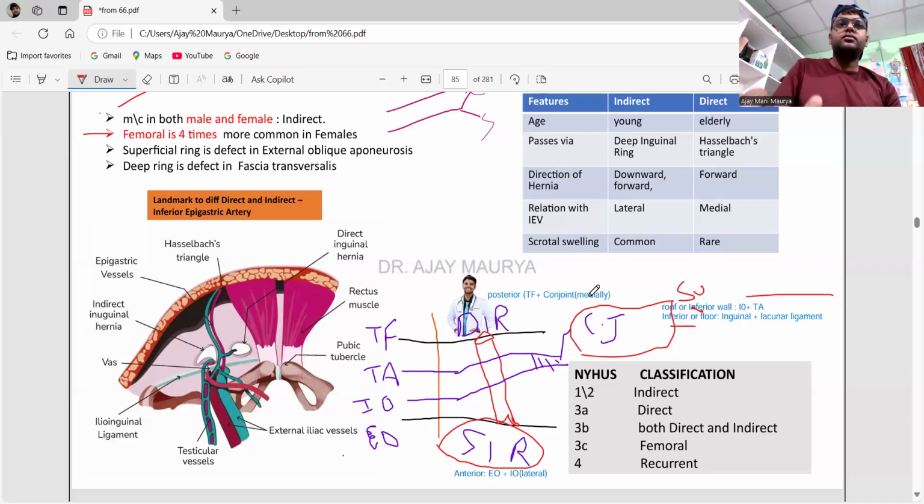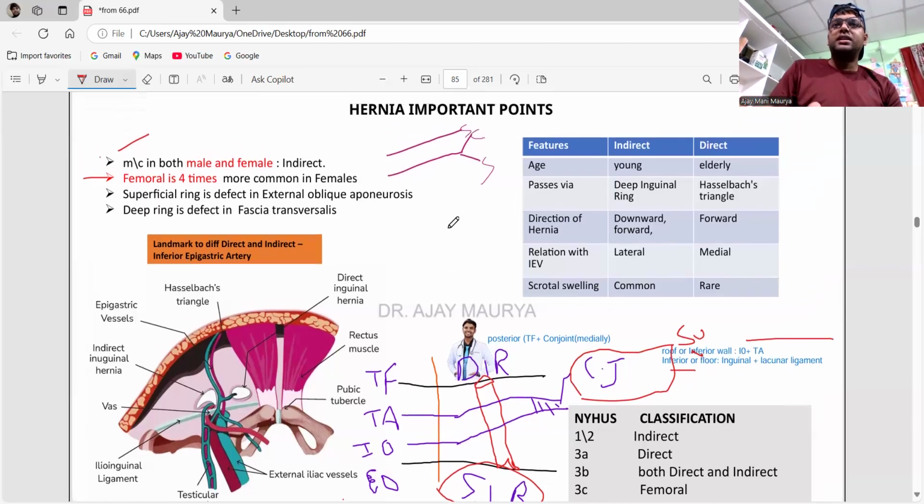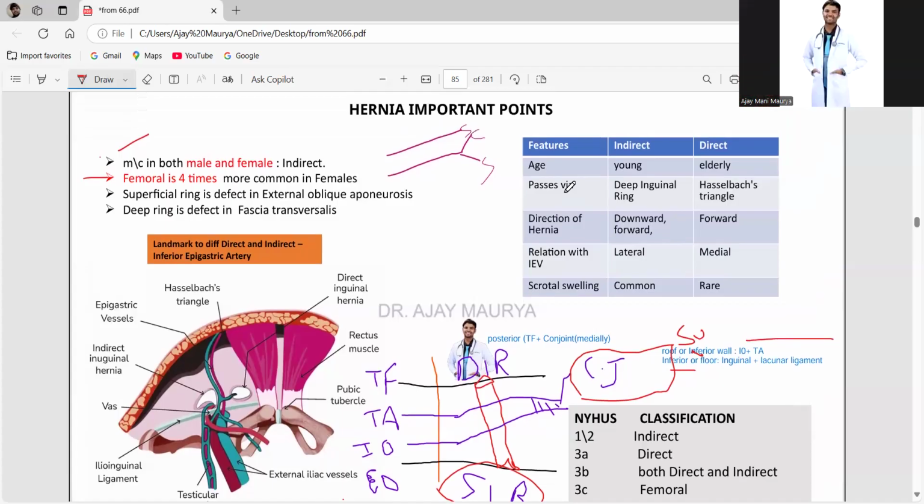Next one. See, wait, let me turn off my camera. Wait. Okay.